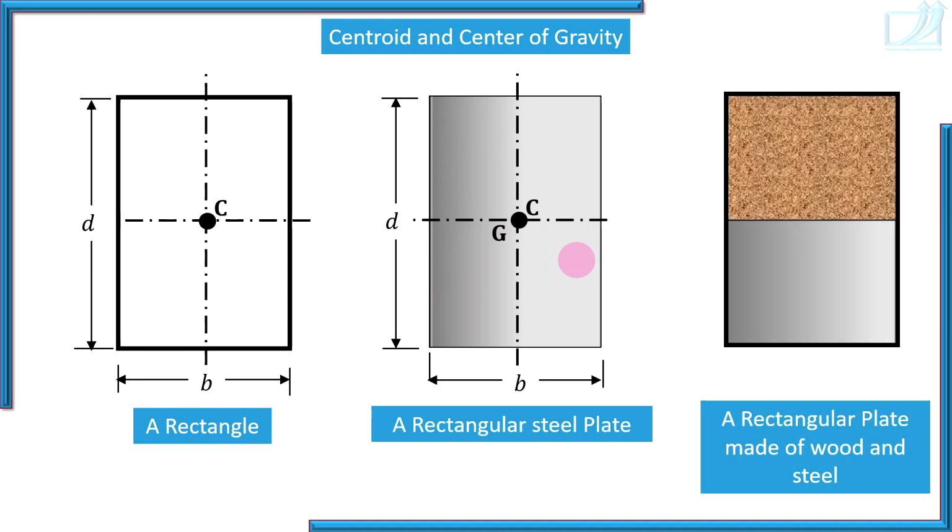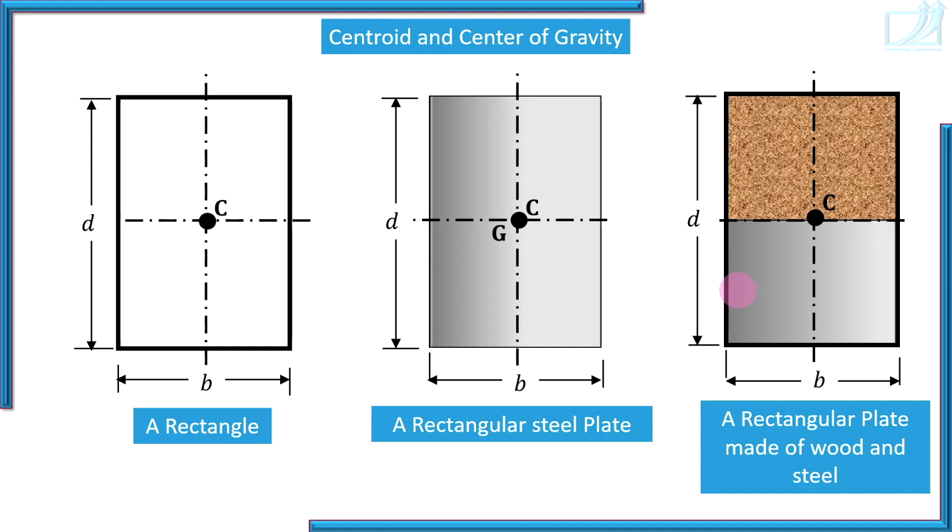Here it is a rectangular plate made of steel and wood. So upper half is made of wood, lower half is made of steel. Now this plate is a non-homogeneous plate, now you can see. It has a rectangular shape of width, base and D is a depth. So geometrical center of its shape, that is its centroid. So here is centroid. But now you know that density of steel is more than wood. So lower half has more weight as compared to the upper half. And here center of a weight, that is center of gravity, has shifted on lower side.